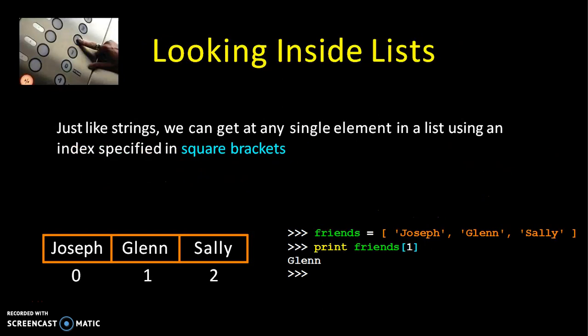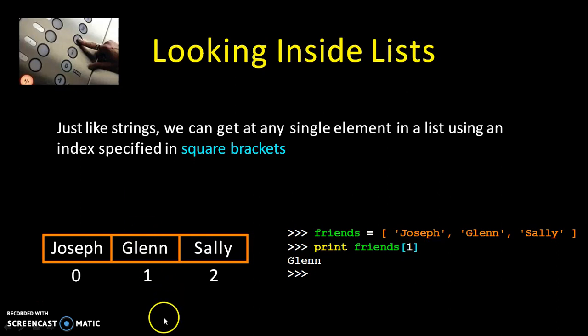Okay, so now we'll go deeper into lists here. Just like strings, we can get any single element in a list using an index specified in square brackets. In strings also we have done the same thing. The index value of a list starts with 0. So the first element's index is 0, the second is 1, the third is 2, and so on.